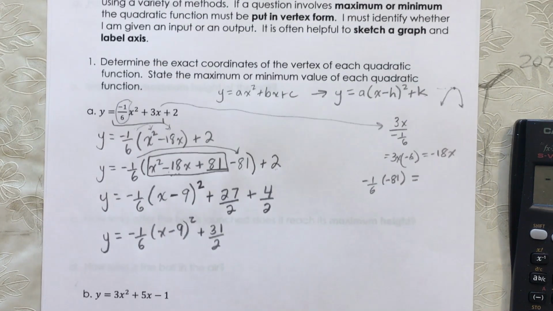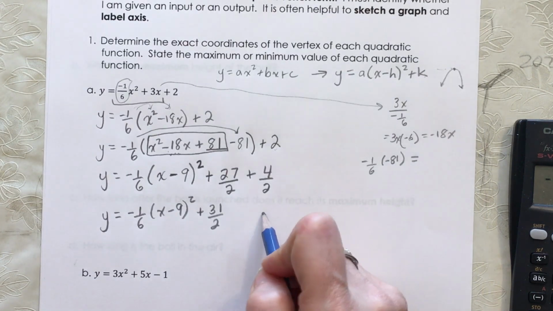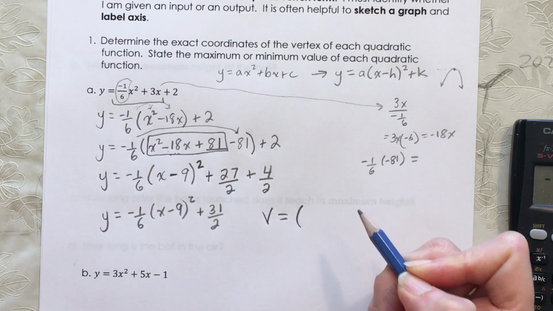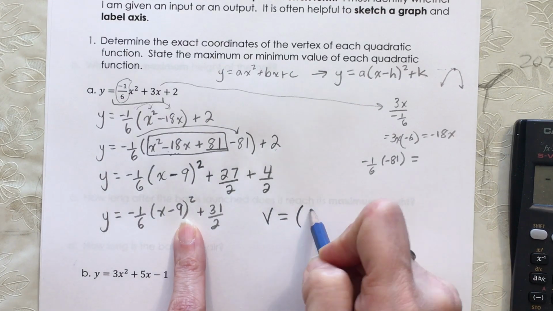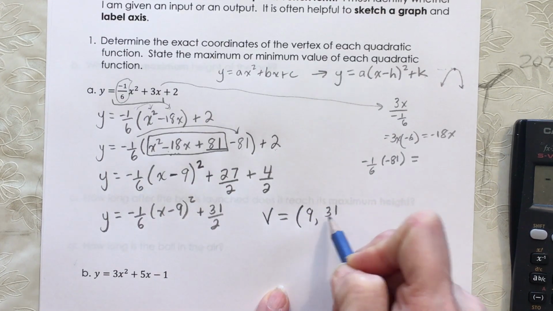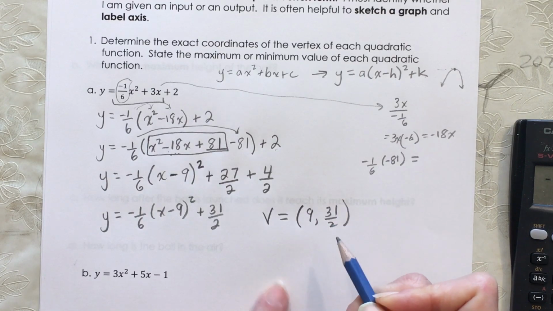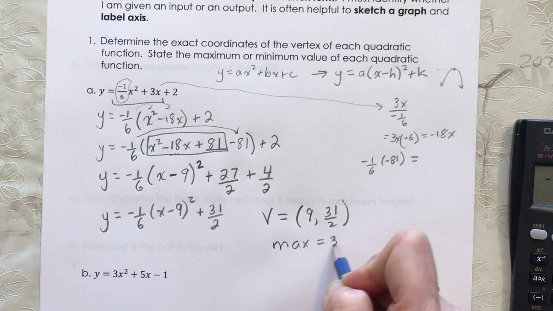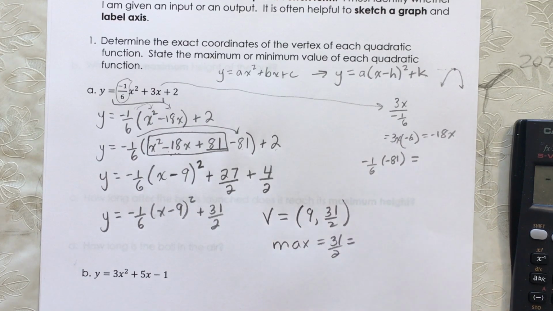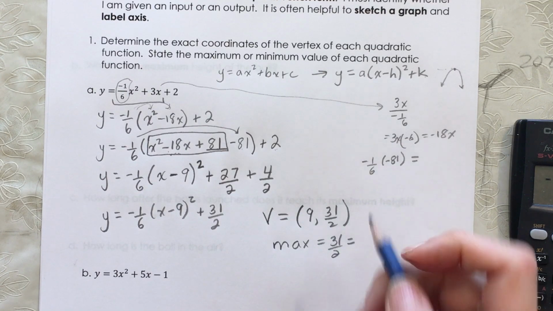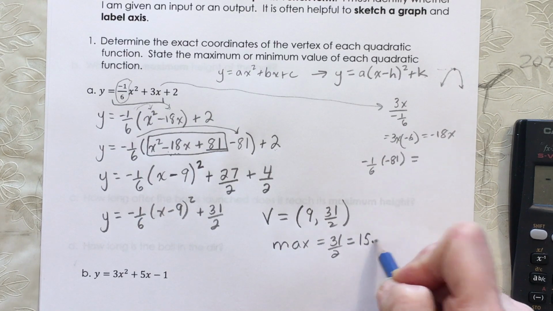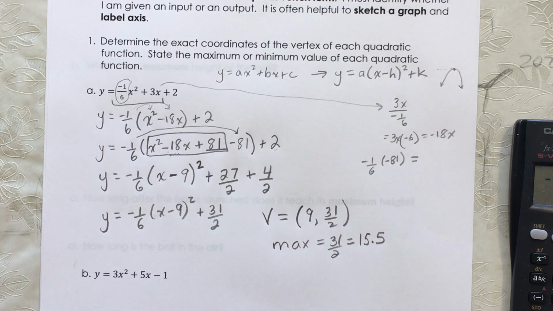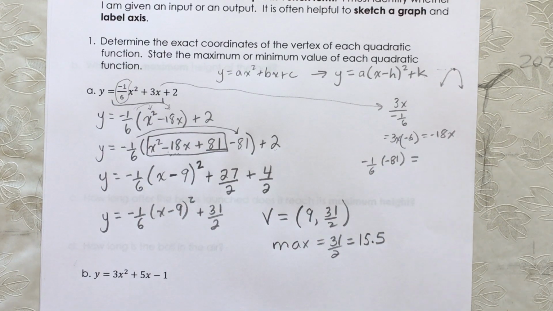So the exact coordinates of our vertex are going to be (9, 31/2). And we have a maximum, which is 31/2, which is exactly 15.5. So there's our maximum value.